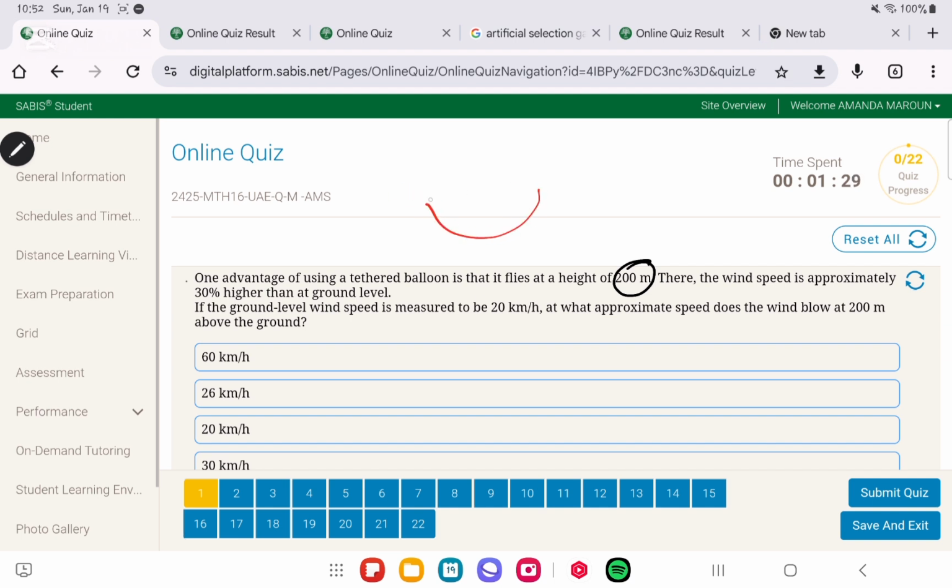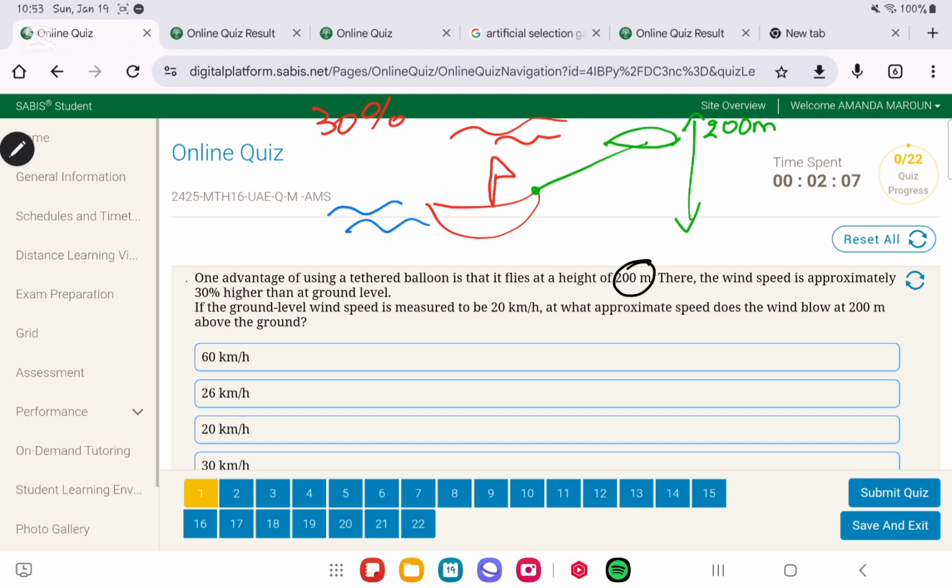So if you have a boat down, okay, this is your boat over here, and you placed a balloon, let us say you placed a balloon, we're gonna put it like this. I will explain later why we put it like this. And it is at a height of 200 meters from sea level. And we know that the wind speed up is 30% more than the wind speed at the bottom. Okay? So they want us to calculate what? They want us to calculate the speed at 200 meters above the ground.